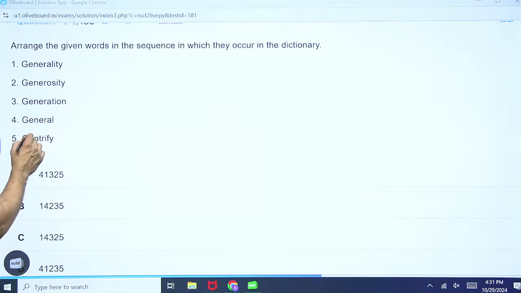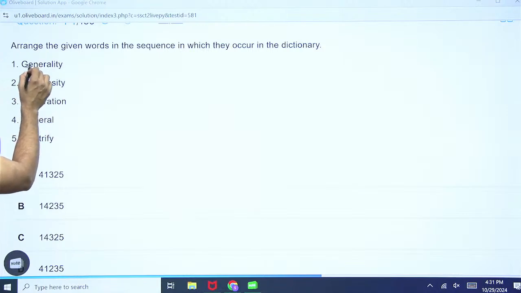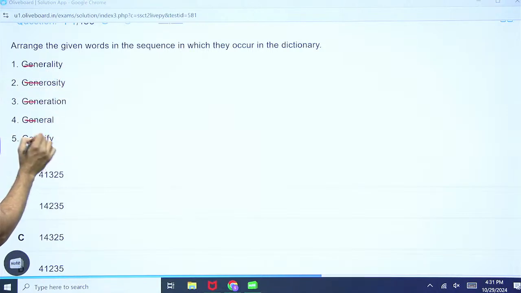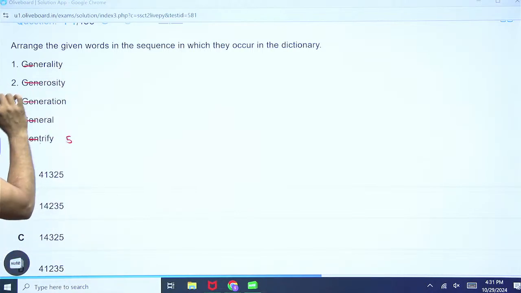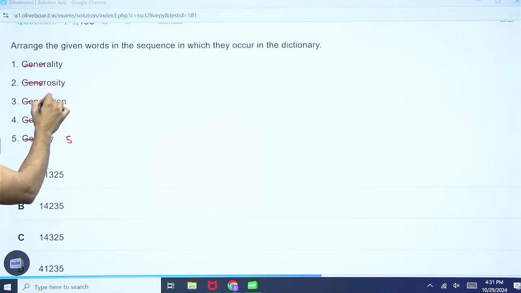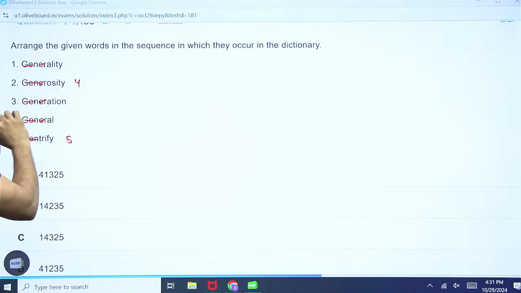So common is GEN, remove this GEN. So E and then T. So this will come at the last. All the options are ending at the 5th. Okay. Now we need to find the first one from these. So ER common, ER common, ER common. A, O, A. So this will come at the 4th.